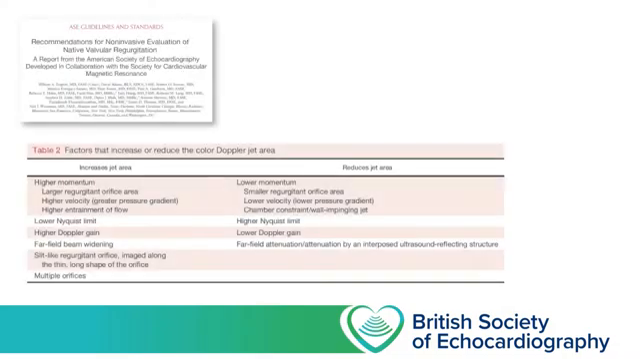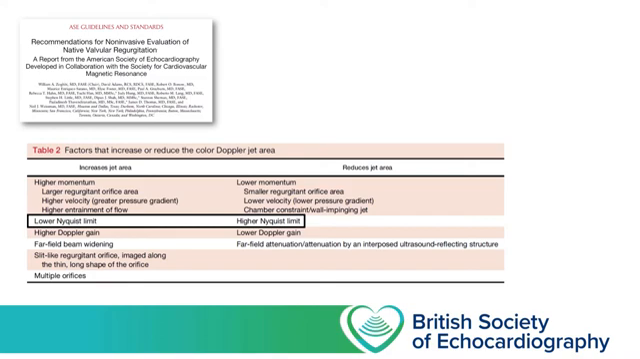This table covers some of the factors that will impact on the size of a jet area. Now we've already discussed Nyquist limit, which is the scale that the colour box is set to, but we should also consider momentum, which is the key determinant of the size of a jet, which is dictated by the size of the regurgitant orifice and the velocity of the travelling blood. So as we've mentioned several times before, the velocity is largely dependent on the pressure gradient between the two chambers, and so it's important to consider the patient's blood pressure.